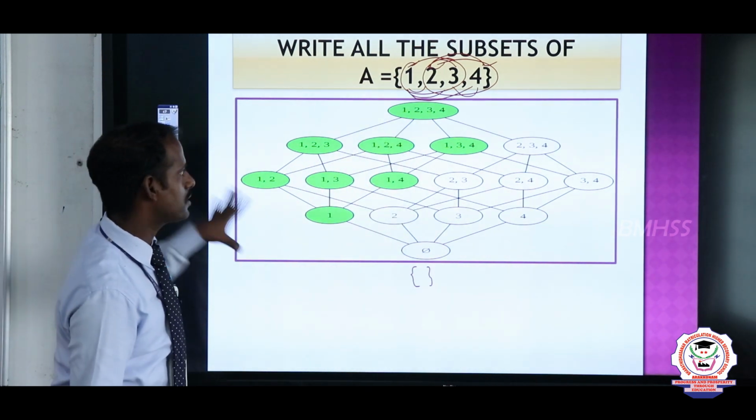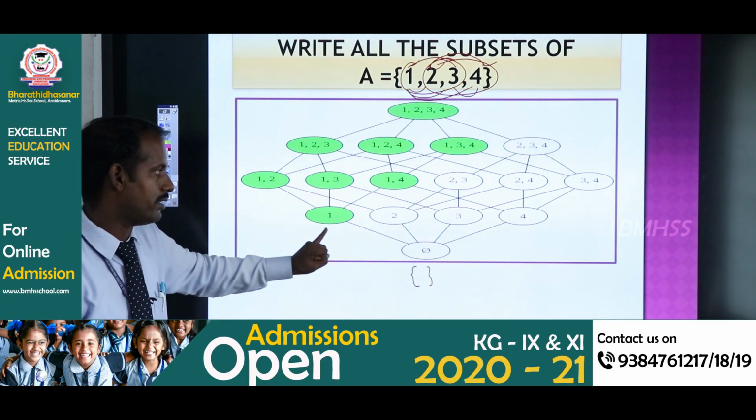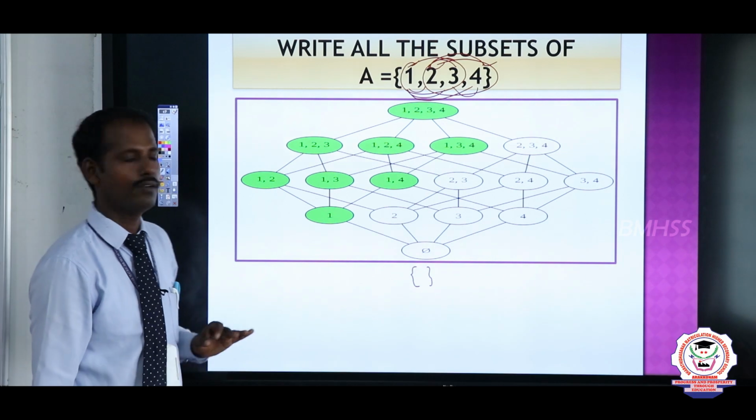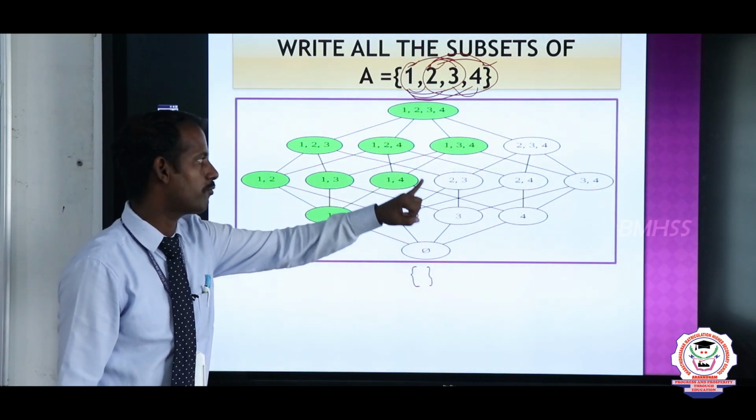What are the possibilities here? Null set, {1}, {2}, {3}, {4}. Next {1, 2}, {1, 3}, {1, 4}, {2, 3}, {2, 4}, {3, 4}.